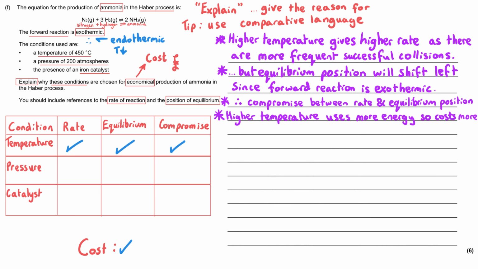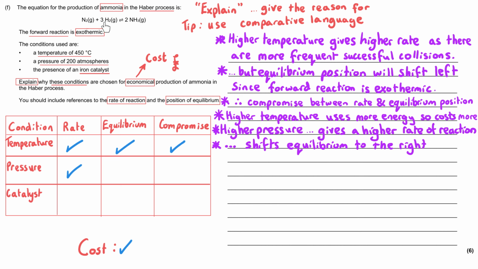A higher pressure will give a higher rate of reaction because there will be more frequent successful collisions. This is the same concept as the temperature. Now, the equilibrium position, though, will be the opposite, and that's because there are 4 molecules on the left-hand side of the equation, but only 2 on the right-hand side of the equation. So therefore, a higher pressure is going to shift the position of equilibrium to the right-hand side because there are more molecules on the left-hand side.